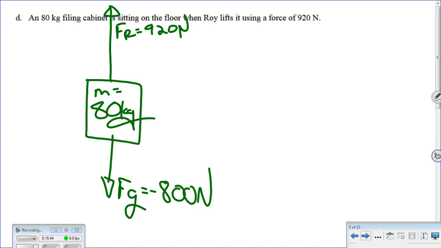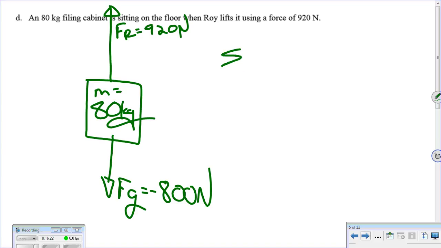Step 3. Do I know the acceleration? No, I don't. I know he's lifting it. I don't know what the acceleration is. Do I know all of my forces? We do, but stop and make sure. Is there a normal force? There isn't. Why not? Because Roy lifted it off of the floor, right? That 920 newtons is going to move it off the floor, right? So there's no normal force. How about friction? It's not sliding on anything, so that's it. These are all of our forces.